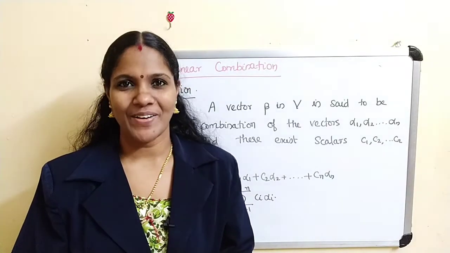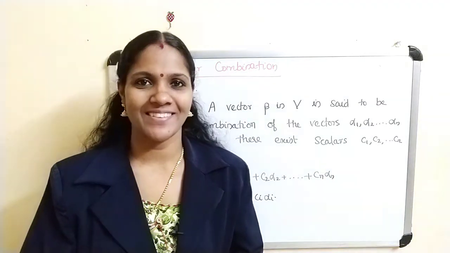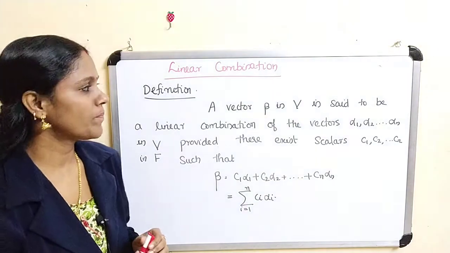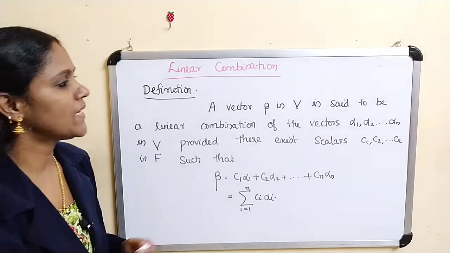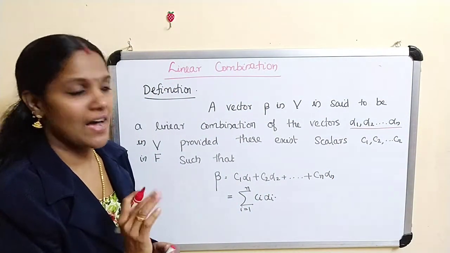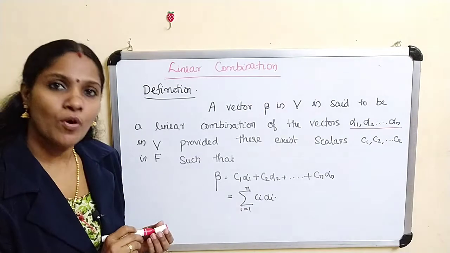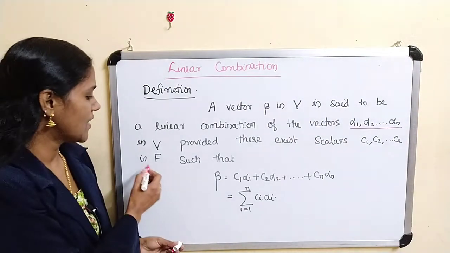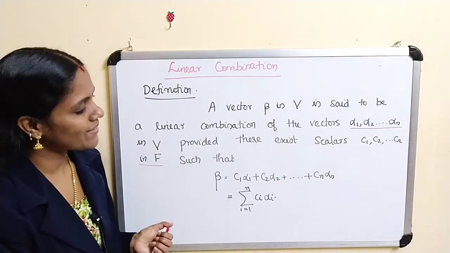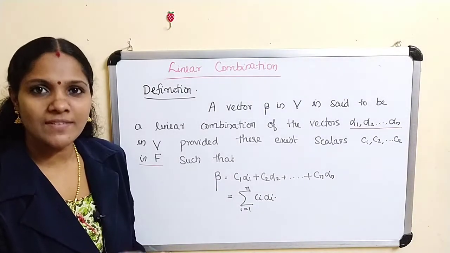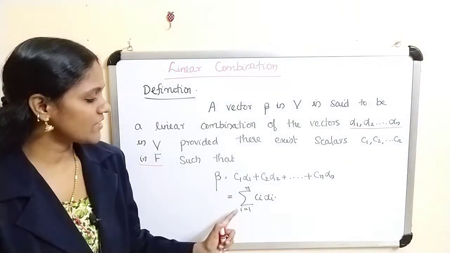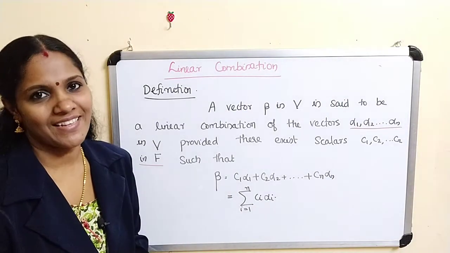Now the definition of linear combination is: let beta be any vector in V. Beta is said to be a linear combination of the vectors alpha 1, alpha 2, etc., alpha n in V, provided there exist scalars C1, C2, etc., Cn in F such that beta can be written as C1 alpha 1 plus C2 alpha 2 plus etc. plus Cn alpha n, which is equal to sigma i equal to 1 to n Ci alpha i.